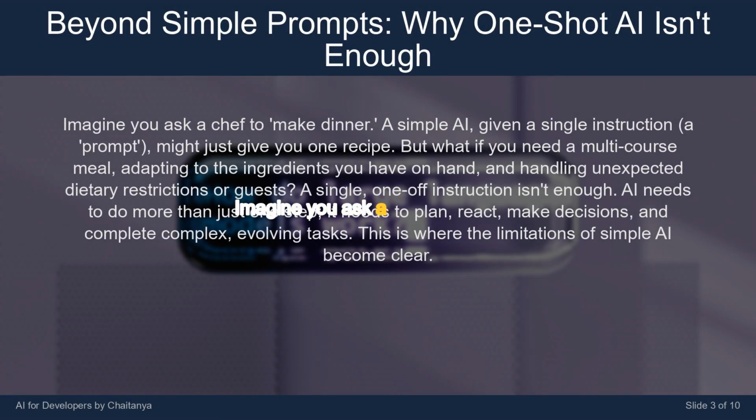Imagine you ask a chef to make dinner. A simple AI, given a single instruction, a prompt, might just give you one recipe. But what if you need a multi-course meal, adapting to the ingredients you have on hand, and handling unexpected dietary restrictions or guests? A single, one-off instruction isn't enough. AI needs to do more than just one step. It needs to plan, react, make decisions, and complete complex, evolving tasks. This is where the limitations of simple AI become clear.